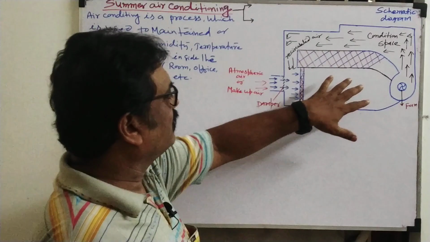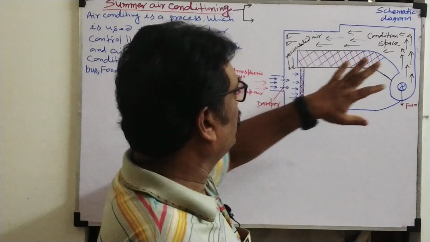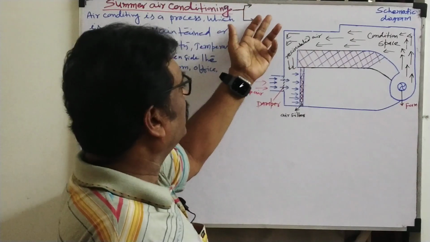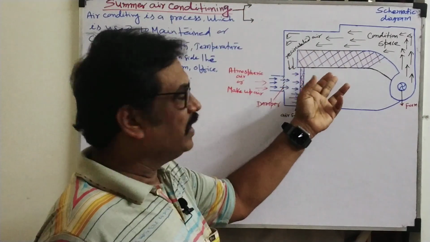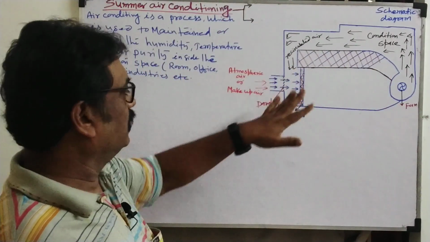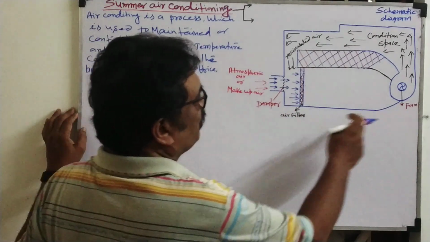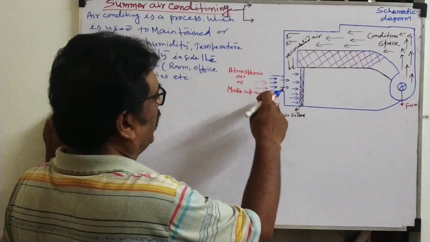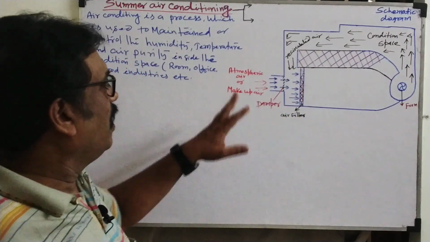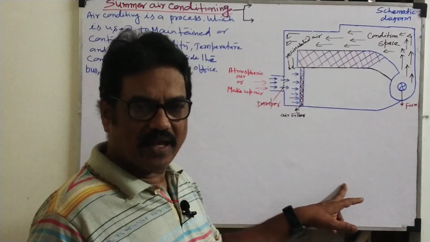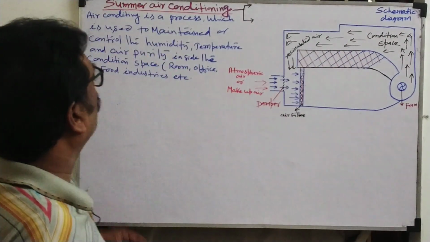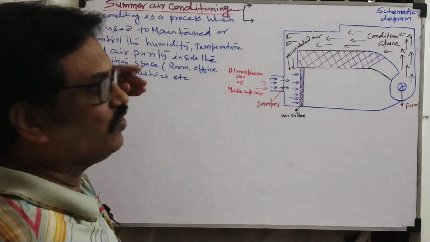So this is the schematic diagram format I drew. This will be used for either summer air conditioning, hot and wet weather, hot and dry weather, and winter air conditioning. This same format will be used. What is here? Air filter, fan, conditioned space, recirculating air, atmosphere, makeup air. This will be the same everywhere. Once I design the psychrometric process, then I will complete this schematic diagram. So first we will write the types of summer air conditioning.